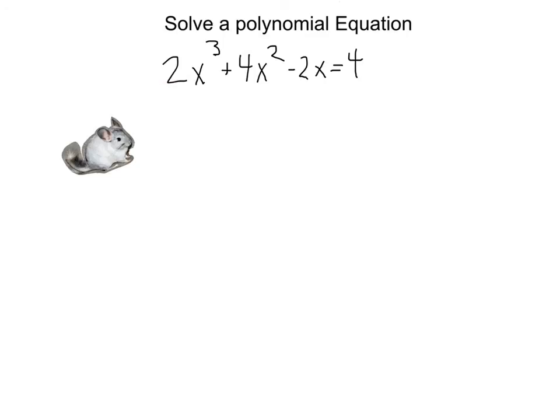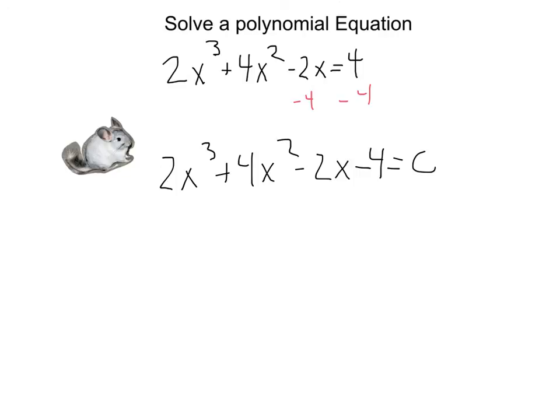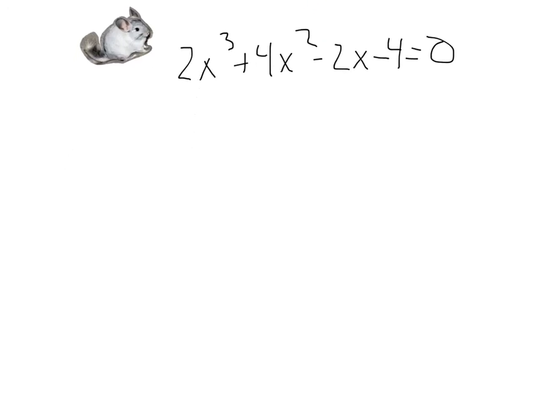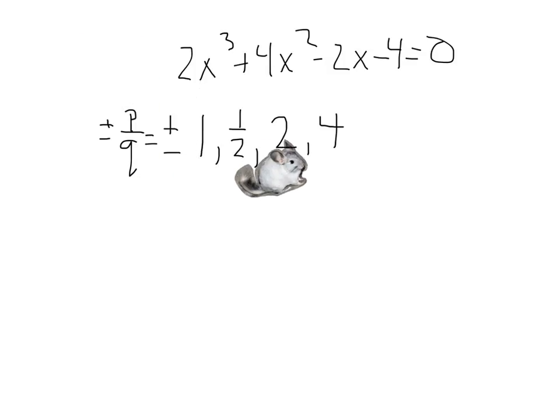So I see that I have 2x to the 3rd plus 4x squared minus 2x, so that's already in order, but it's not equal to 0, so I'm going to go ahead and subtract 4 from both sides. That's going to give me 2x cubed plus 4x squared minus 2x minus 4 equals 0. Next, you want to make your list of possible zeros. Alright, here's my list of possible zeros.